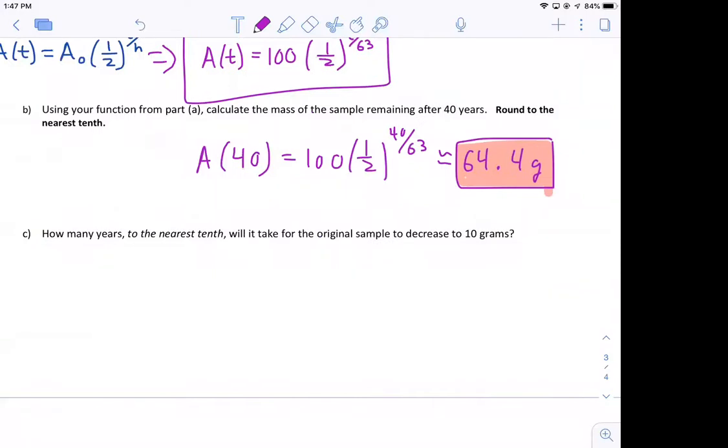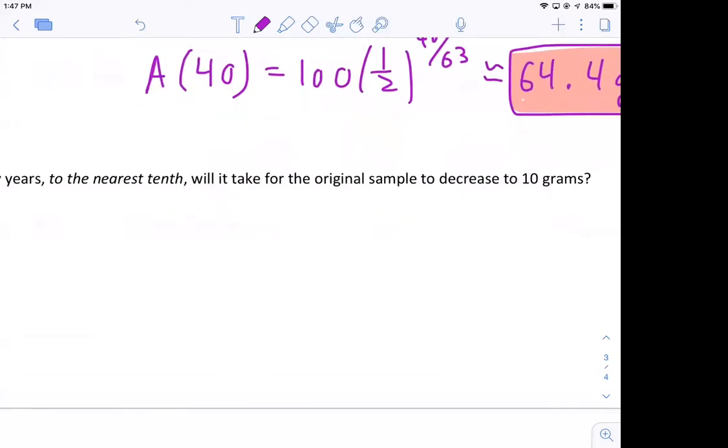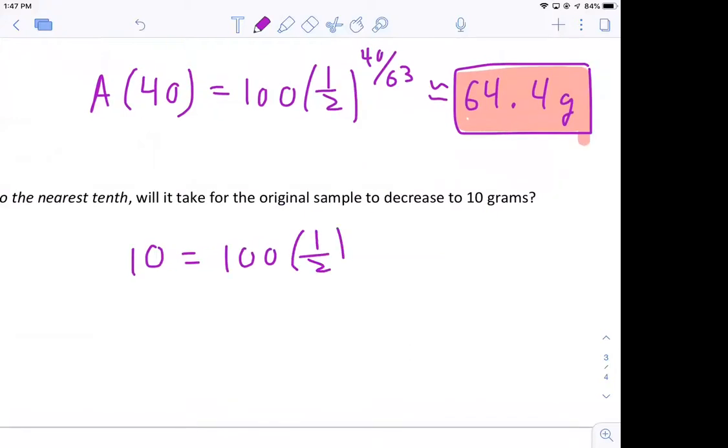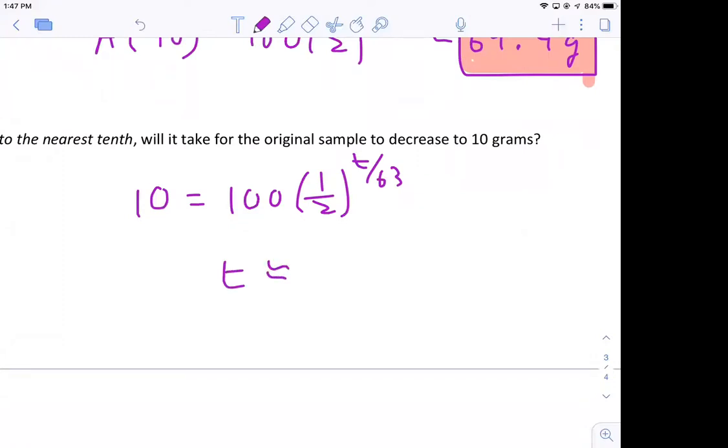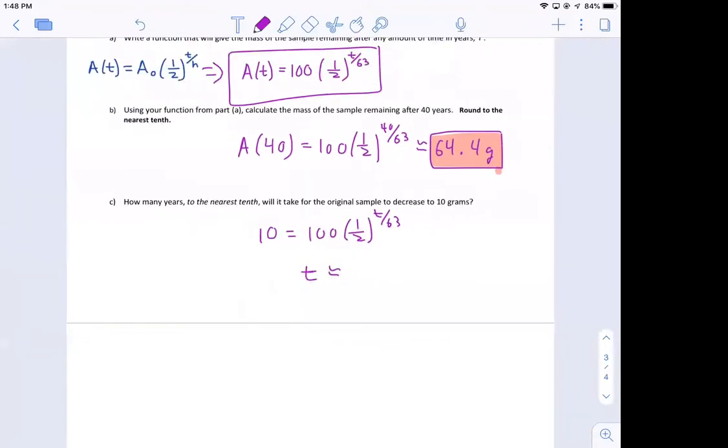And this last one, just another one we're going to do on the calculator. How many years to the nearest tenth will it take for the original sample to decrease to 10 grams? So we make 10 equal to our equation, 1/2 to the t over 63. All right, I'll let you guys practice graphing this on your own. See where they intersect, and you get that value of t. And that is it. Thank you for joining me today, guys. If you have any questions on homework or anything else, you can stick around and let me know. But that is going to be it for Half-Life today.